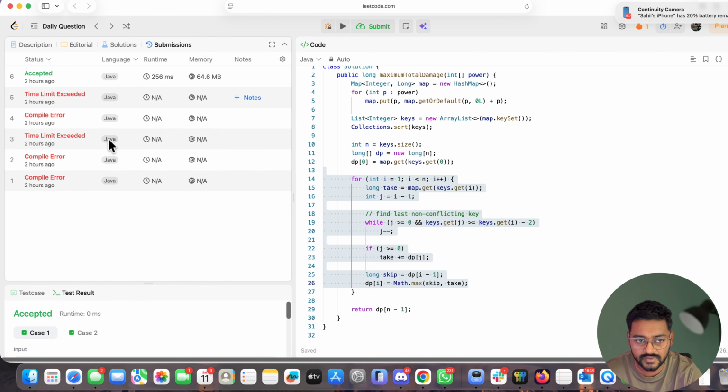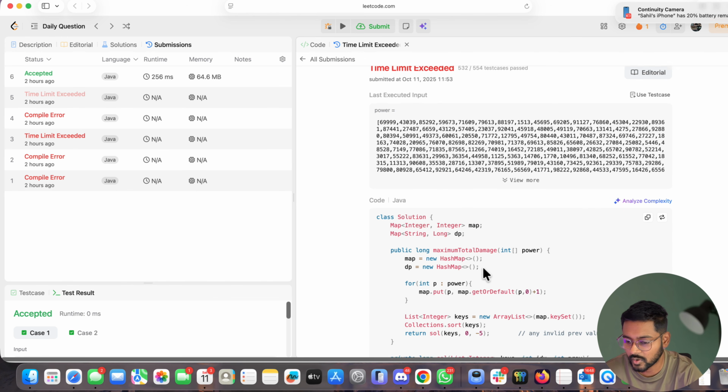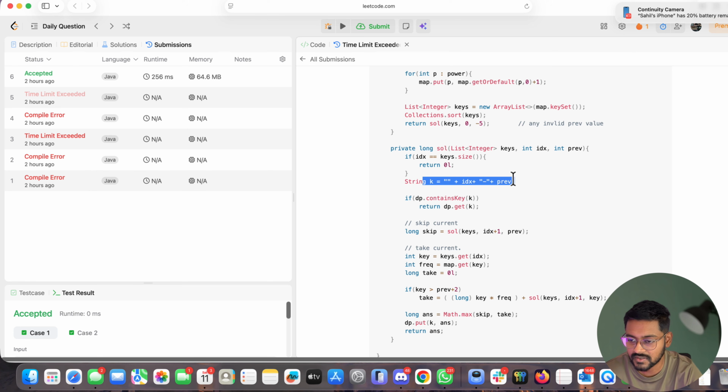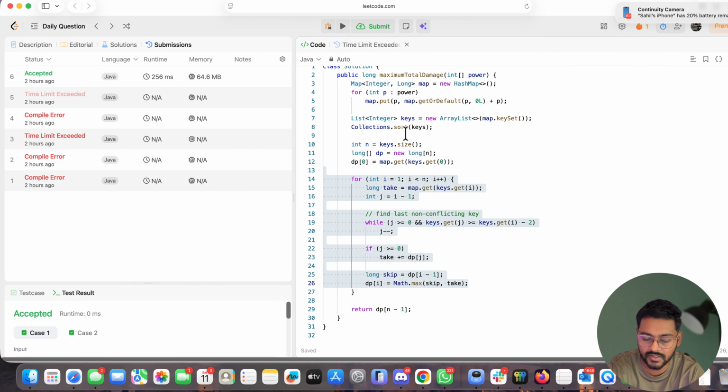I also tried it with the top down approach, but in the top down approach, memoizing it using a string is going to be a very heavy bottleneck operation. So this one is working fine.